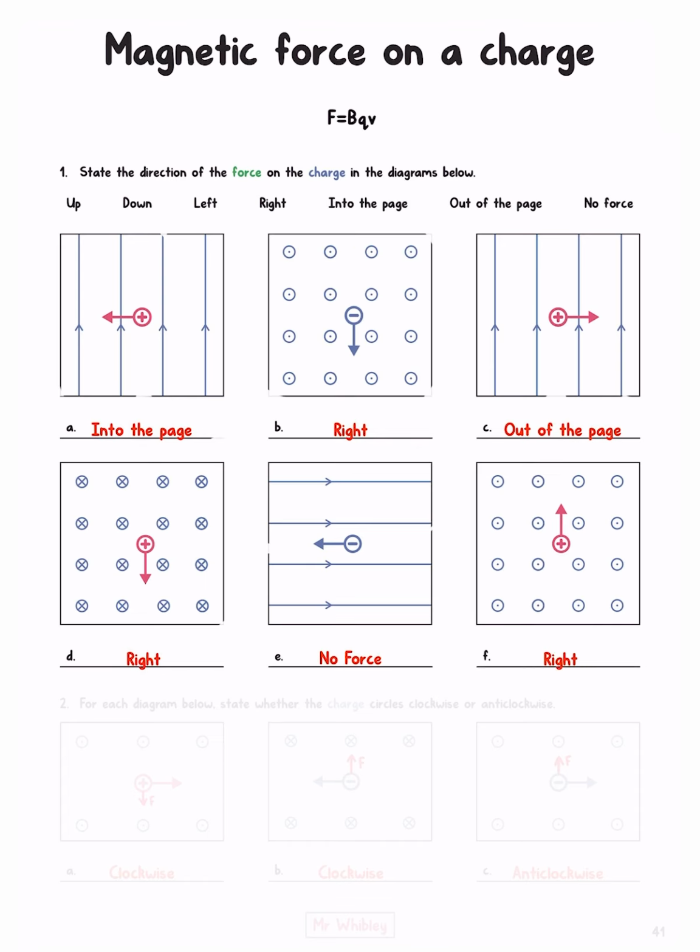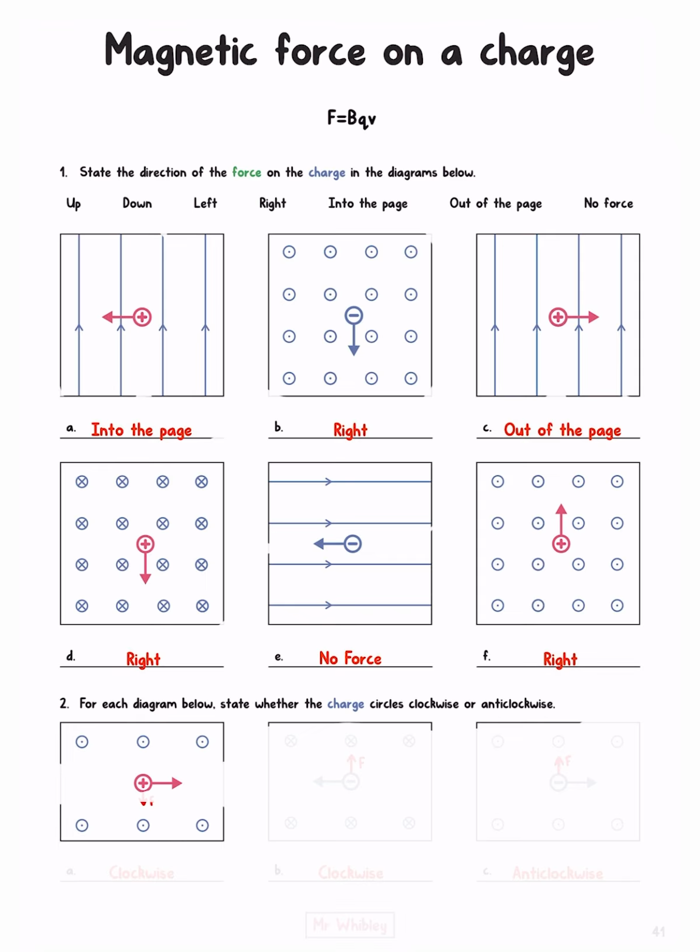Question 2. For each diagram below, state whether the charge circles clockwise or anti-clockwise. In our first example, a positive charge moves towards the right, and our magnetic field points out of the page. To find the direction of our force, we use the right-hand rule, pointing our thumb towards the right and our fingers out of the page. Our palm faces downwards, which is the direction of this force.